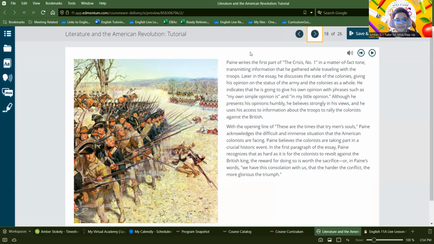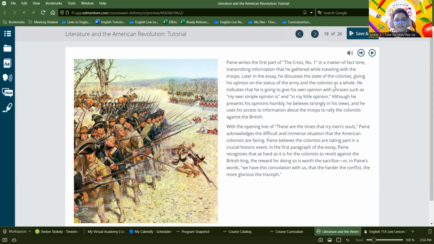The example of matter-of-fact language is plain. He gives his opinion on the status of the army and colonies as a whole. And it's important to note that he's giving his opinion, right? He actually has quotes in there where he says, my own simple opinion is, and in my own opinion. So he does tell you these are his thoughts, and that it's not official. So some stuff he tries to pass off as official with the numbers, like with the 60,000. But when he talks about his actual thoughts on the war, he's a little more accountable in terms of saying, this is just what I think.